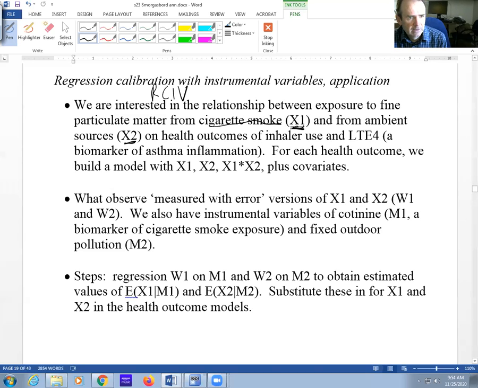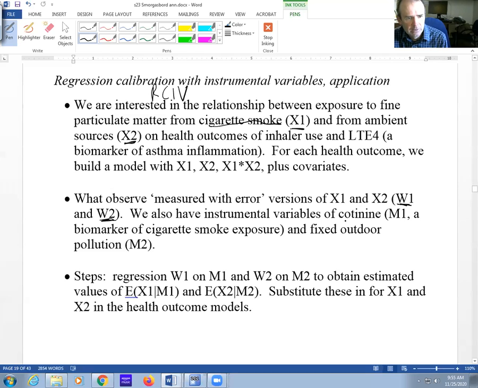And so that's what we're really interested in, these actual exposures. But what we get, we can only estimate those. So those are W1 and W2. We have estimated amounts of those. And we also have instrumental variables.